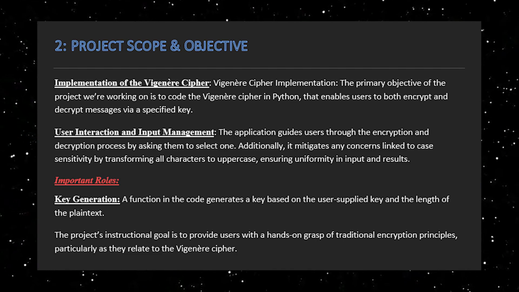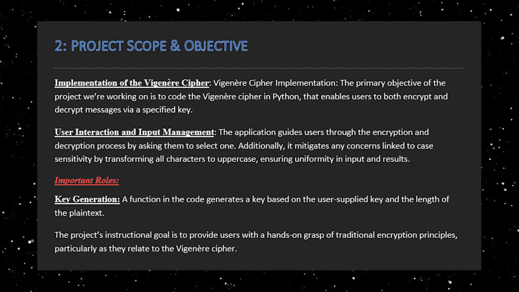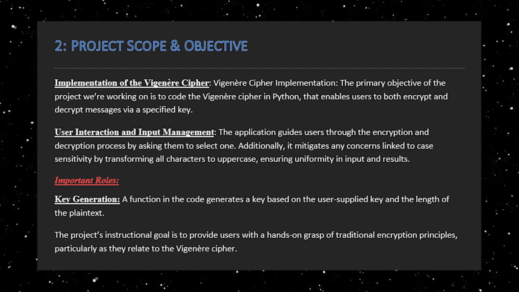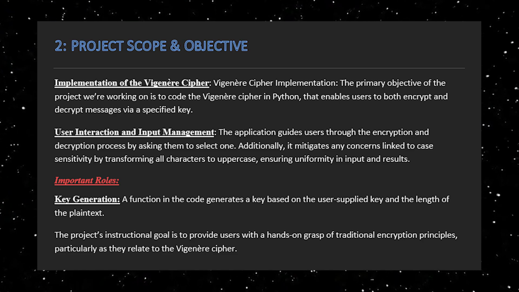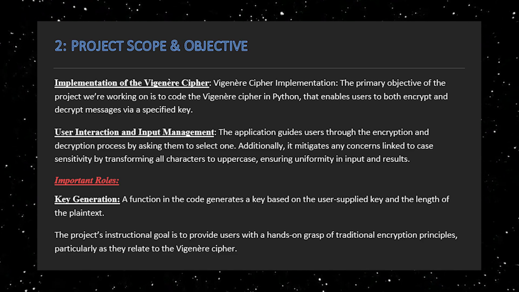The project scope and objective. Implementation of the Vigenere cipher. The primary objective of the project we're working on is to code the Vigenere cipher in Python that enables users to both encrypt and decrypt messages via a specified key.